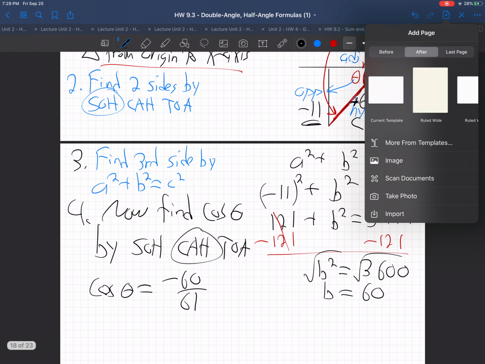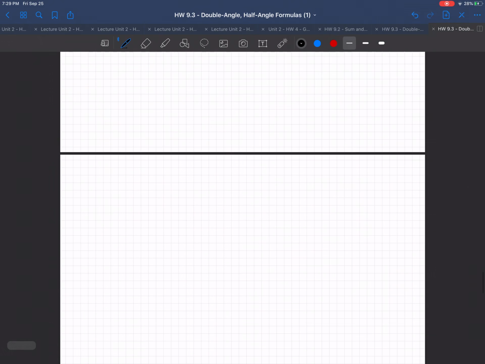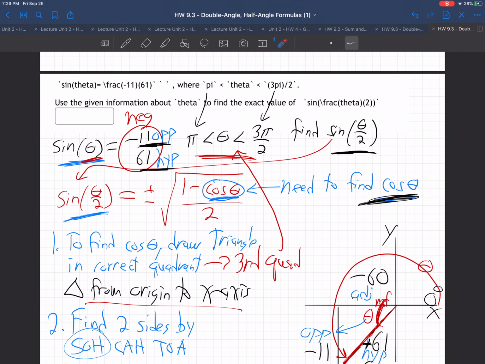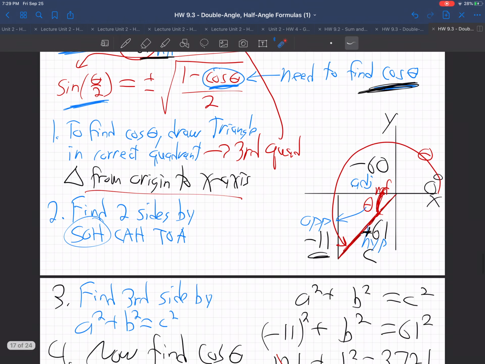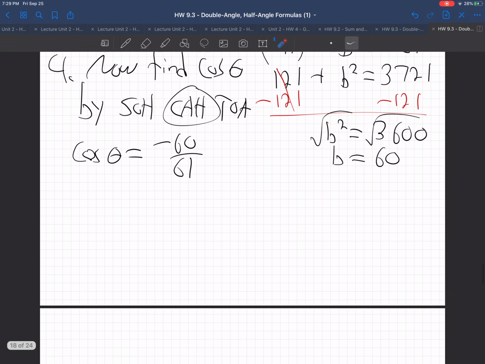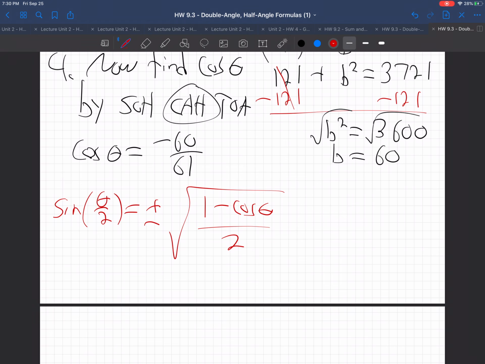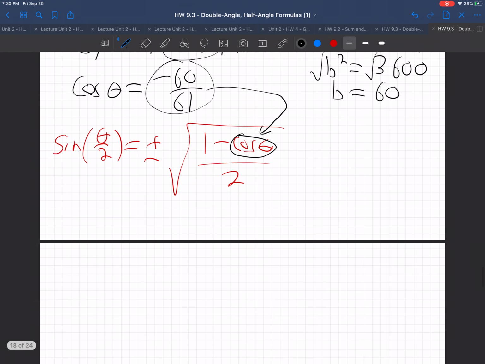So now we can bring down this formula. Going to need a little more space here. So, okay. So let me go up here. I'm going to grab this formula, and I'm going to rewrite it down there because that's where we were at. So we were trying to find the sine of theta over 2. And it's plus or minus the square root of 1 minus the cos of theta all over 2. I did all that work to find out that the cos of theta right here is negative 60 over 61.